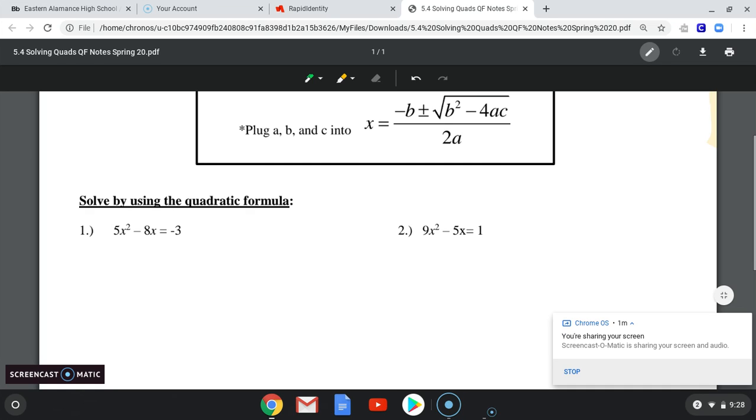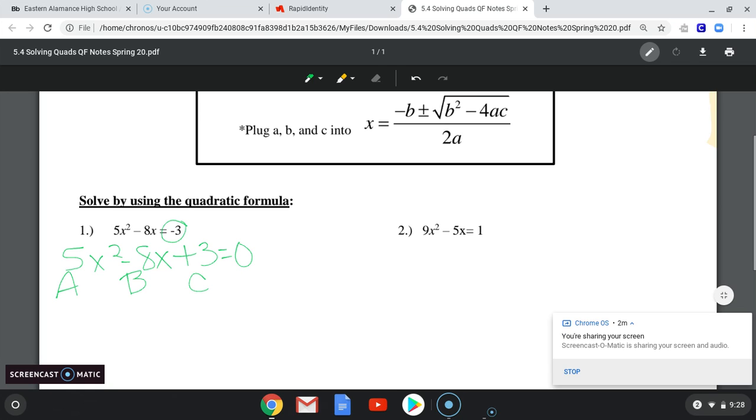So on number 1, first thing I need to do, it is not set equal to 0. That negative 3 needs to move to the left. So I'm going to take my pen, get it ready, go ahead and take that negative 3 over. That now becomes 5x squared minus 8x plus 3, and now it's equal to 0. So I'm going to go ahead and label what I know. 5 is my A, negative 8 is my B, and positive 3 is my C.